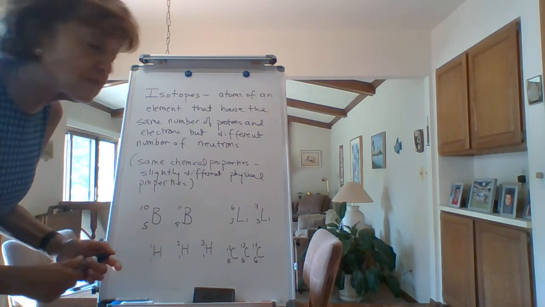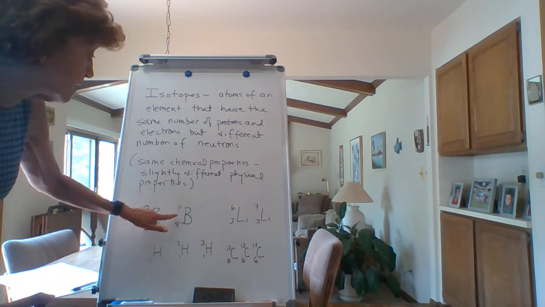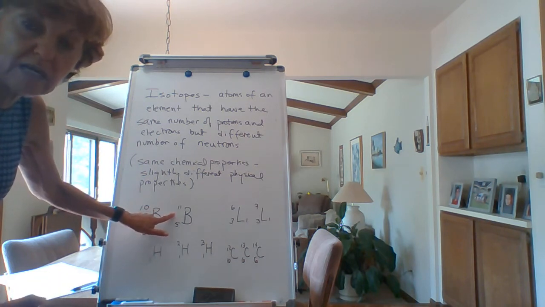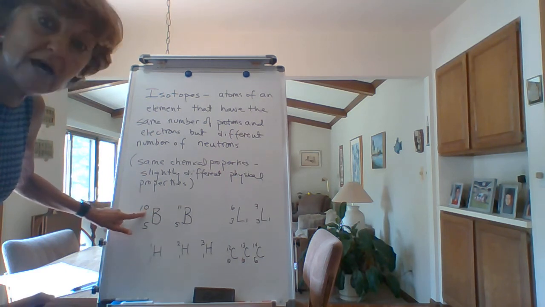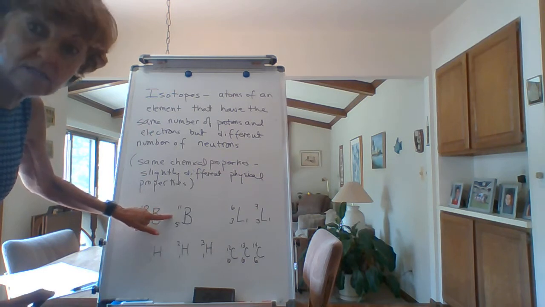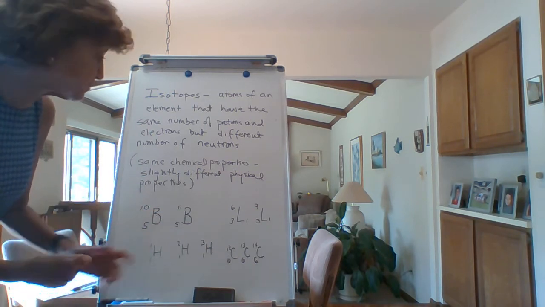But look at the difference. This boron has an atomic mass of 10. This boron has an atomic mass of 11. So that means this one has 5 neutrons and this one has 6 neutrons. These two borons are isotopes.